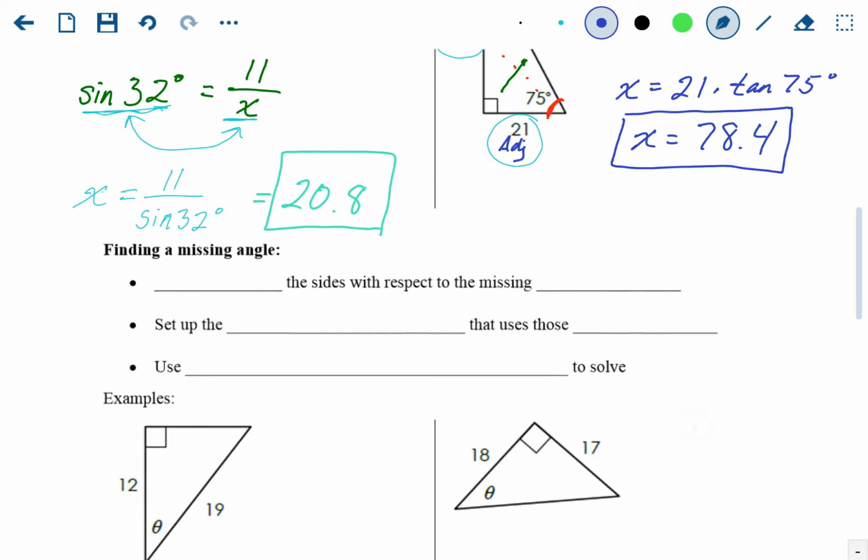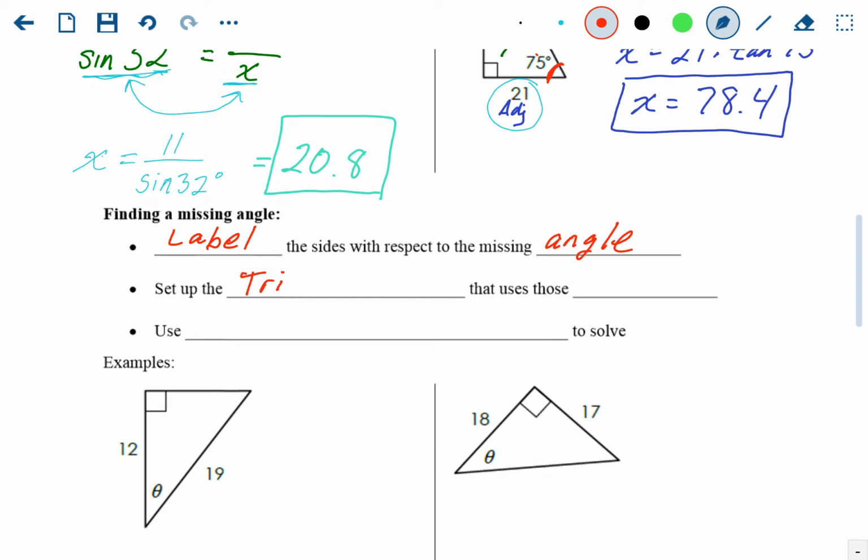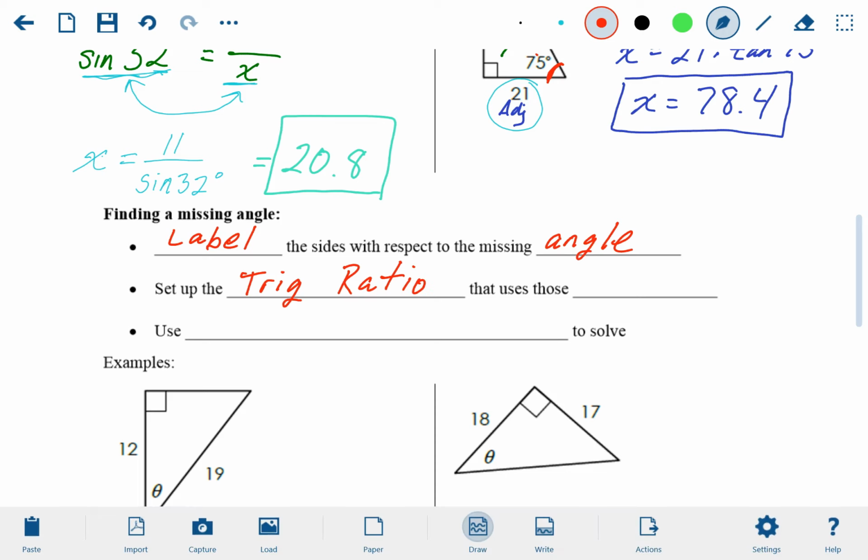Alright, now the second scenario you could run into is you might be missing an angle. Similar steps when you're missing an angle. If you're missing an angle, you want to label the sides that you know. If you're missing an angle, that means you don't know anything besides the right angle. So you'd label the sides with respect to the missing angle, if it's labeled. Set up the trig ratio that uses those sides. So again, if it's the opposite and adjacent, or opposite and hypotenuse, or adjacent and hypotenuse, pick whichever the appropriate trig ratio.